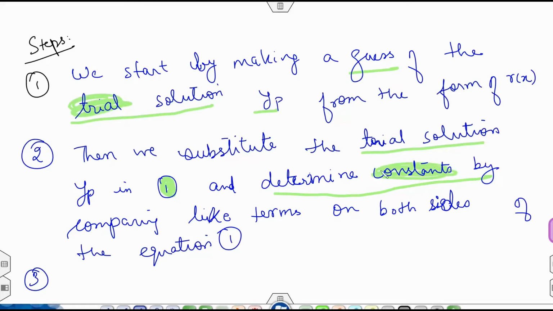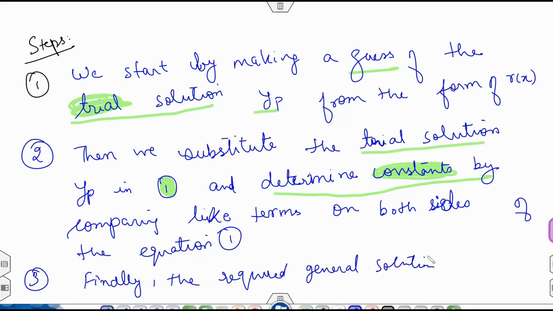And how do we determine the constants? By comparing the terms on both sides, and then we get the trial solution, or you can say we get the particular solution, and finally we write down the general solution for the non-homogeneous differential equation. Finally the required general solution of 1 is given by y g plus y p.